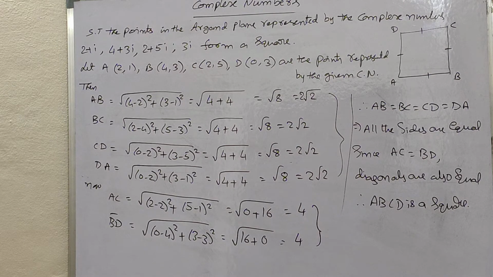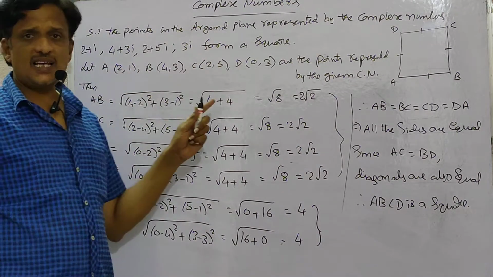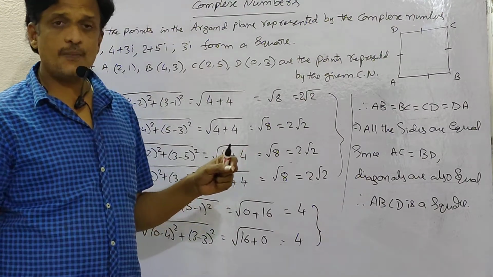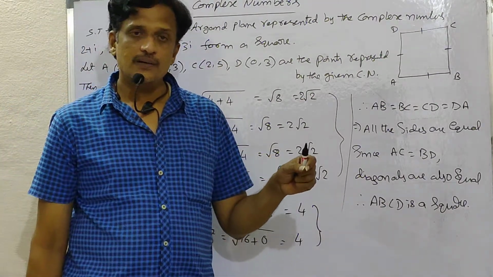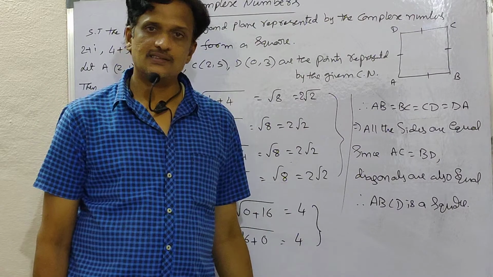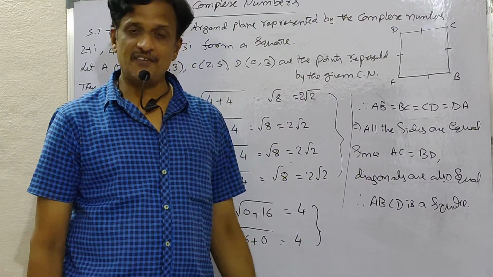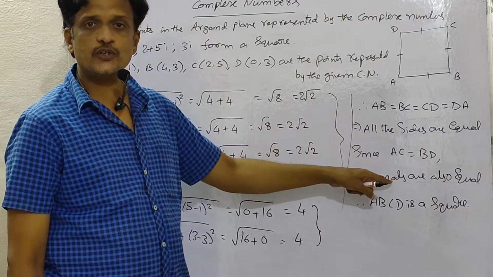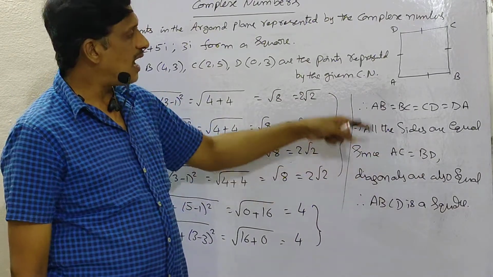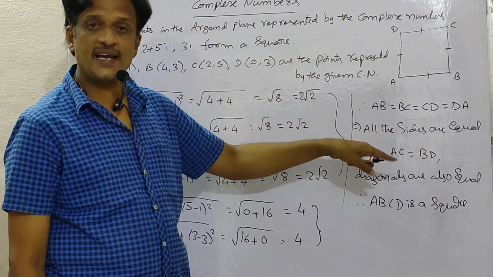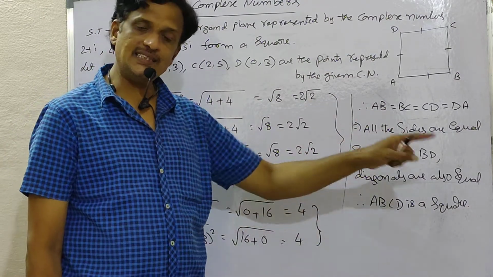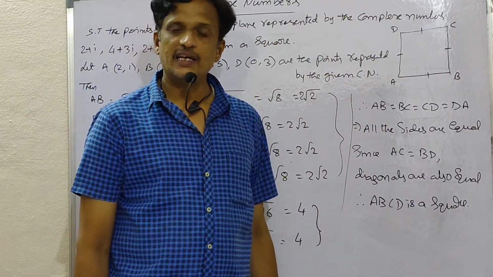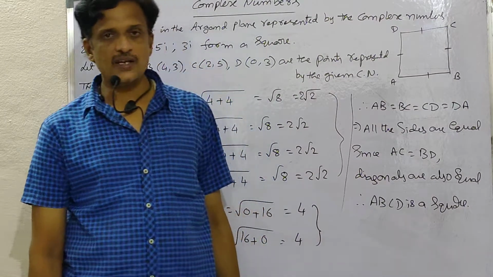In the next problem, again 4 complex numbers are given, but we have to prove that the given complex numbers form a rhombus in the Argand plane. So what is the difference here? All the 4 sides are equal and the 2 diagonals are also equal, means you will get a square. All the 4 sides are equal but the 2 diagonals are not equal, then you can say that it is a rhombus. In a rhombus, the 2 diagonals are not equal.